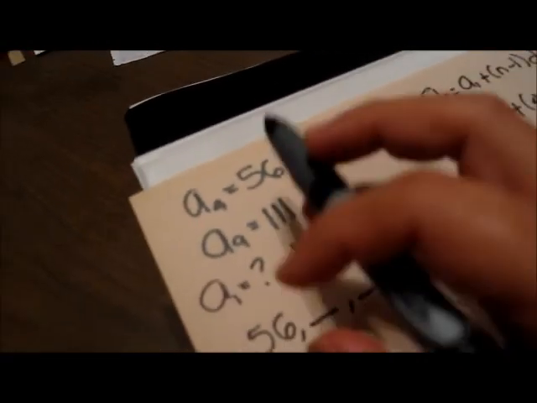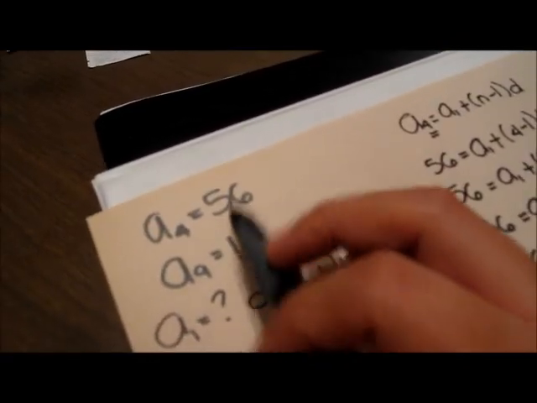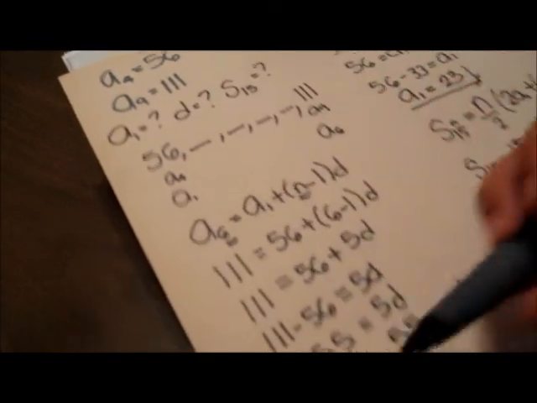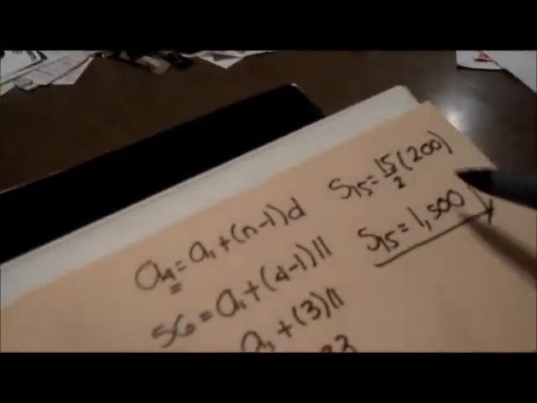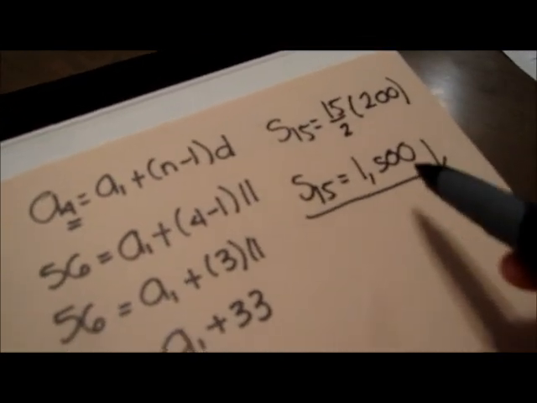So when we know two terms of the sequence, we need to find first the common difference, then the first term, and finally the sum of the terms they want us to find.